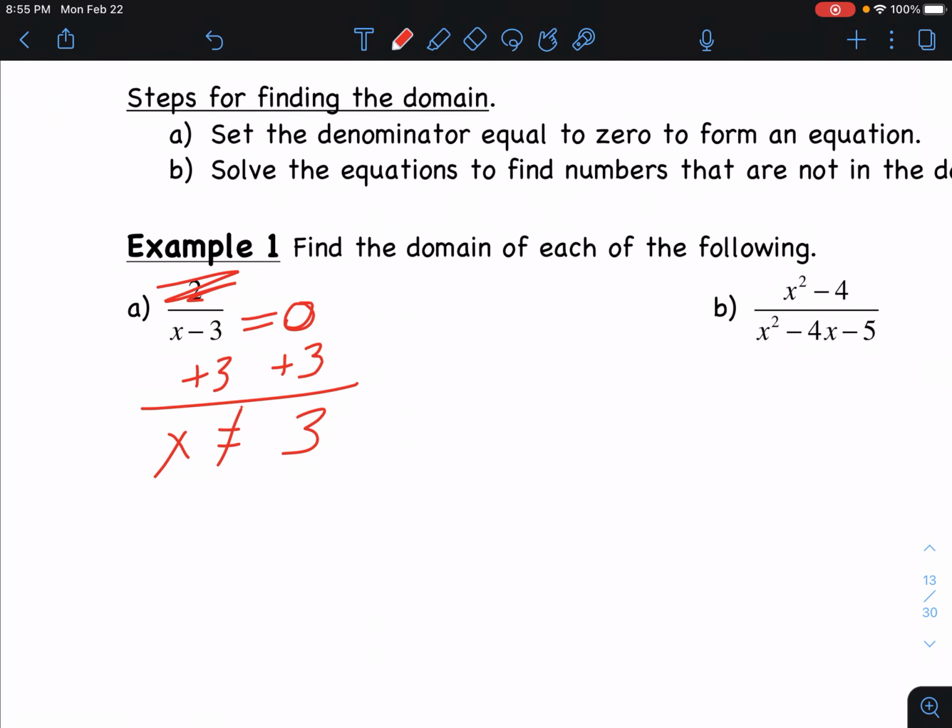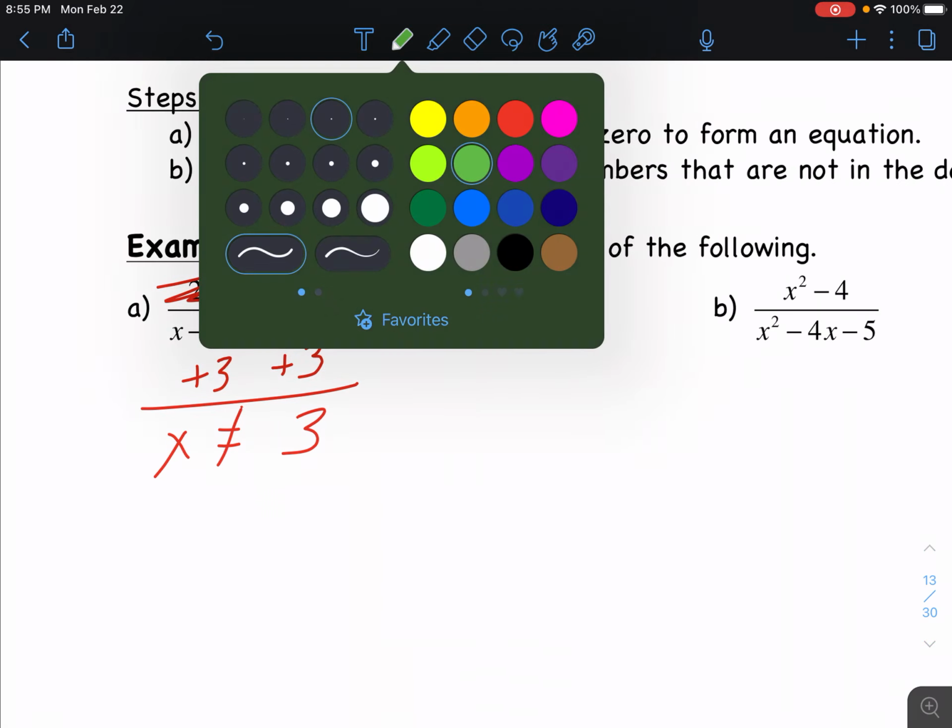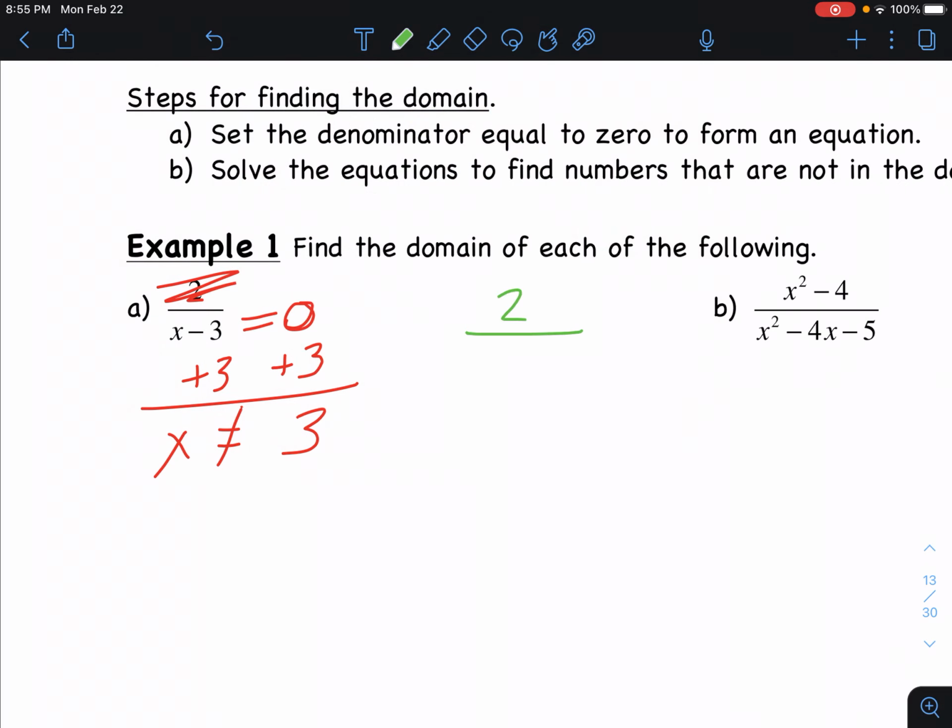So therefore, if I was explaining this to somebody and they asked what's the domain of it, you would say x can be any number in the world, except it cannot be 3. Because, just as a side note to prove it, if x was 3, that would be 2 divided by 0, and we are not allowed to divide by 0.